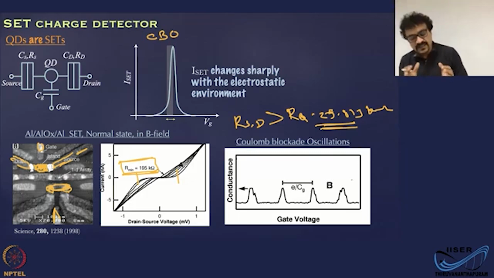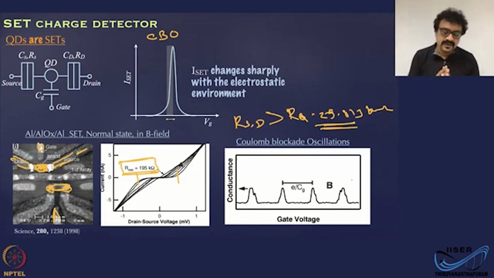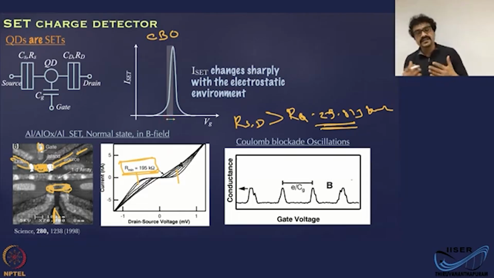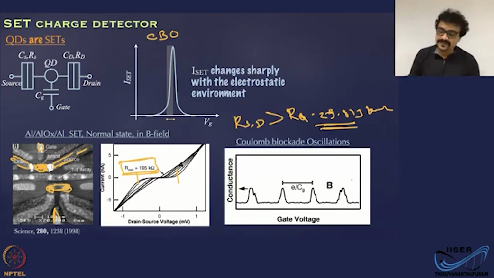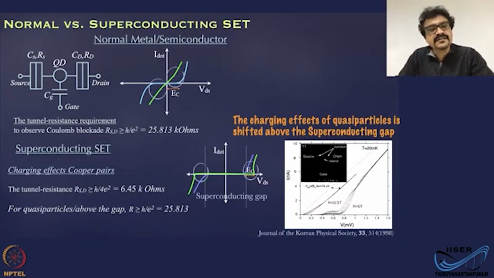Okay, this is the situation for a normal state single electron transistor. The point here is that the sharp change in the conductance through the device, as a function of a very small change in the electric field or the potential in the vicinity of the device, is utilized for detecting the charge motion. Okay. Now let's discuss the case of a superconducting single electron transistor.